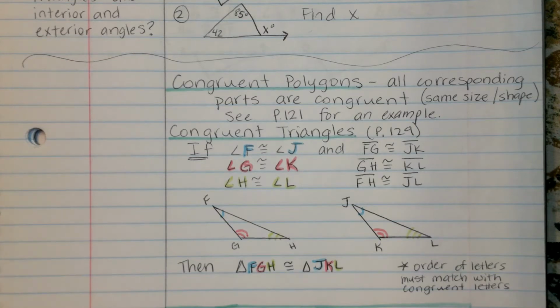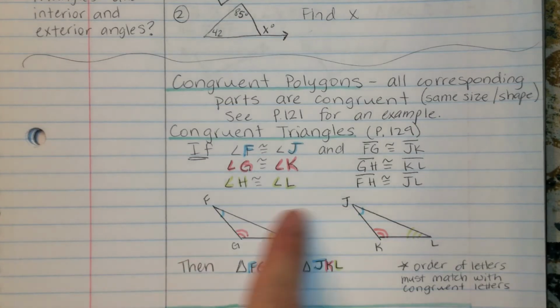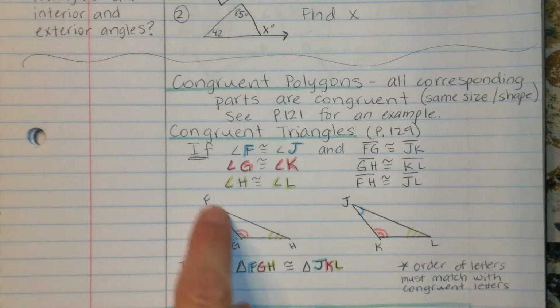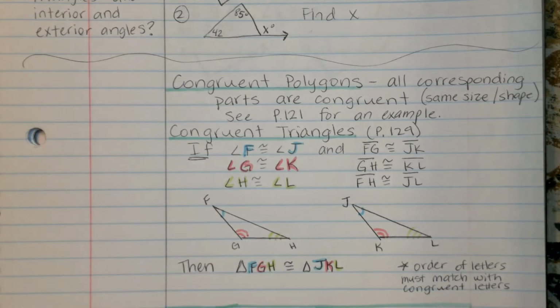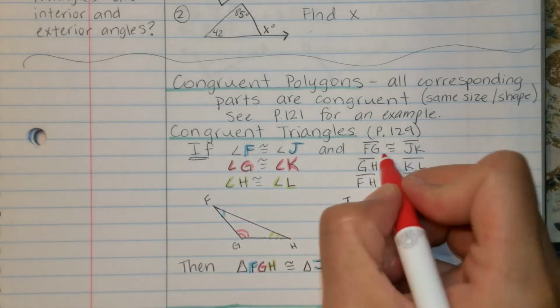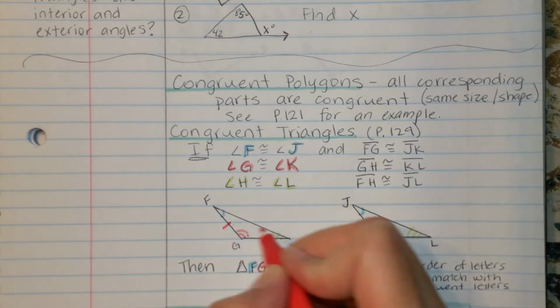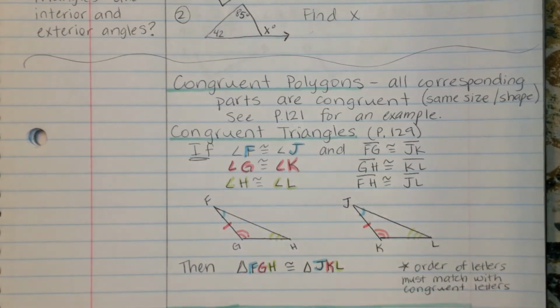If you know two triangles are congruent, then you know every angle matches up and they're congruent, and every side, oh, I forgot to mark the sides. So it says FG and JK is congruent, so I do one little line, one little mark, and then I do GH is congruent to KL. I'll use a different color.